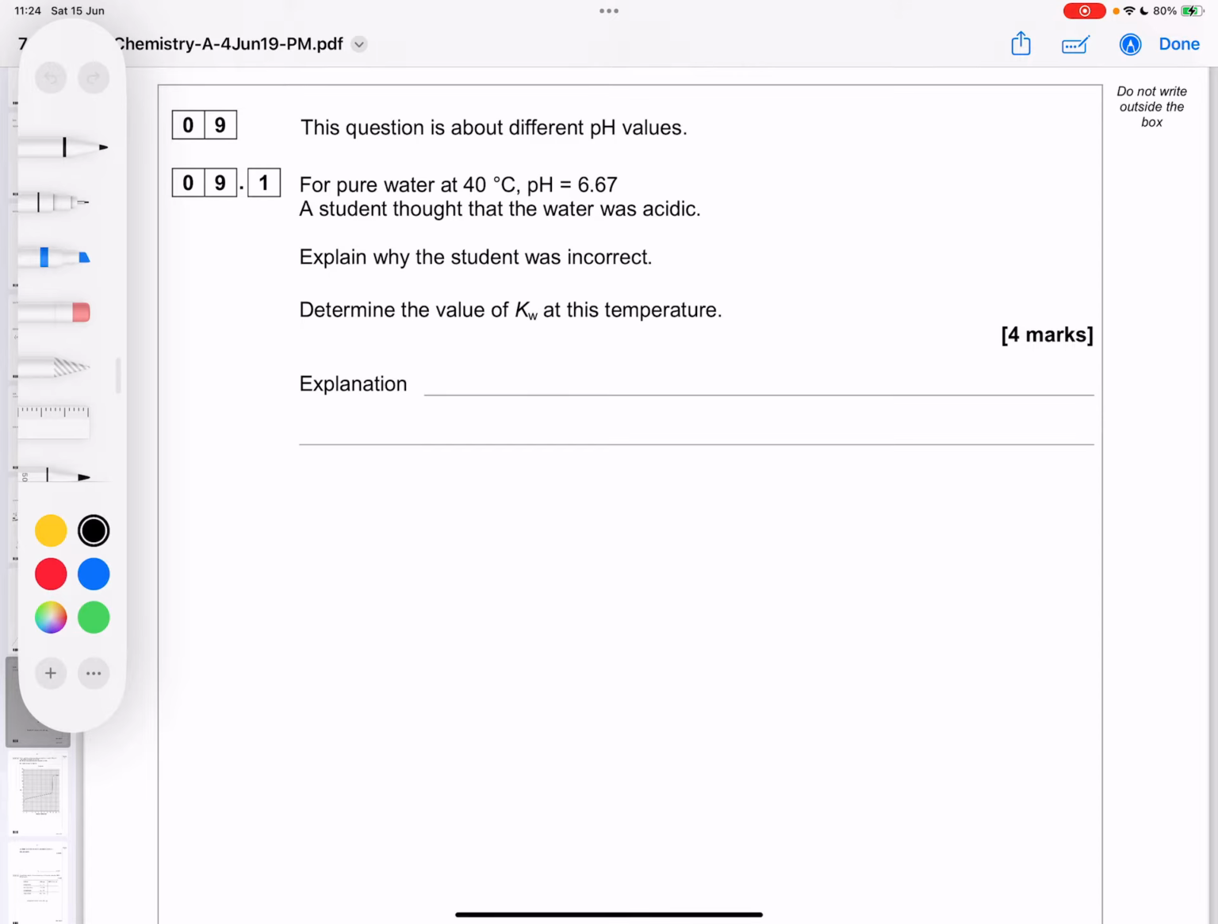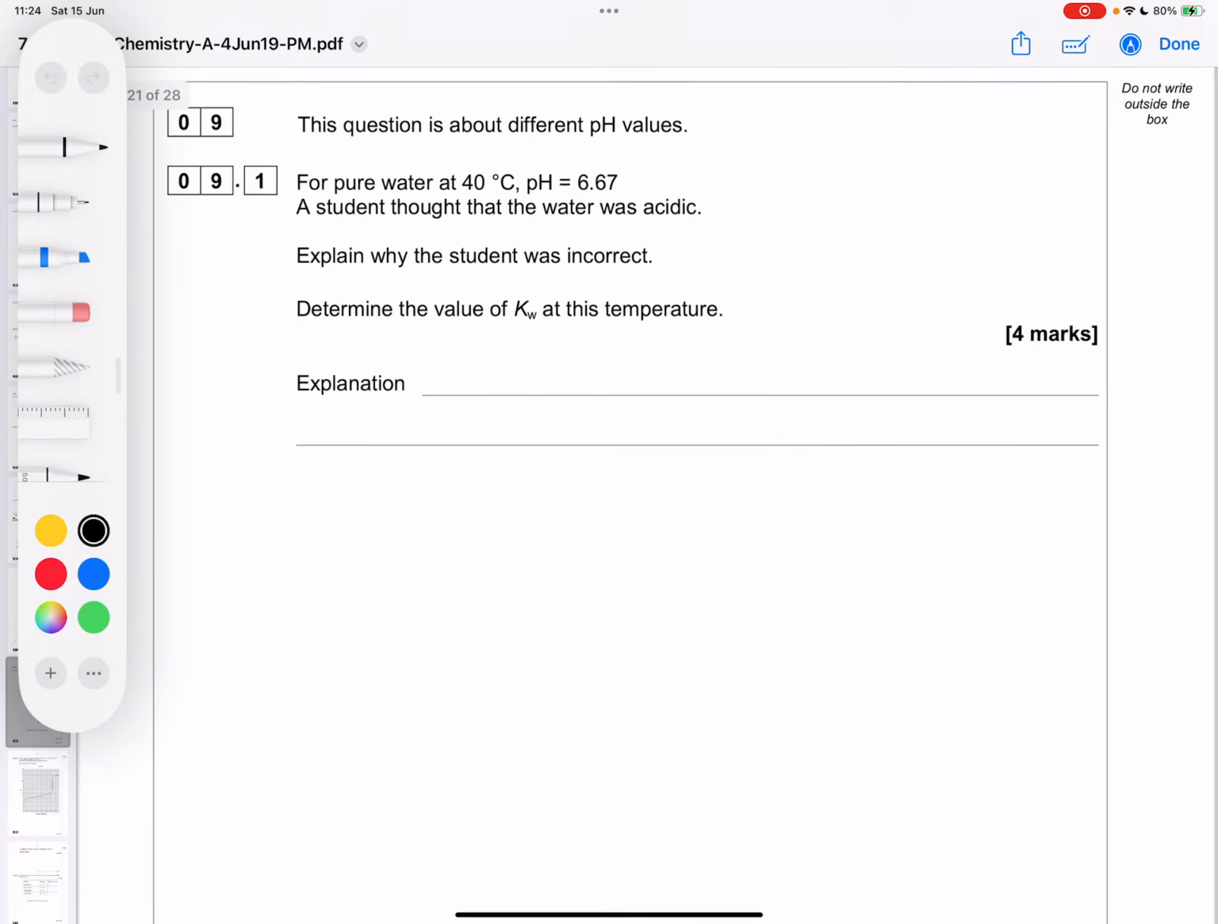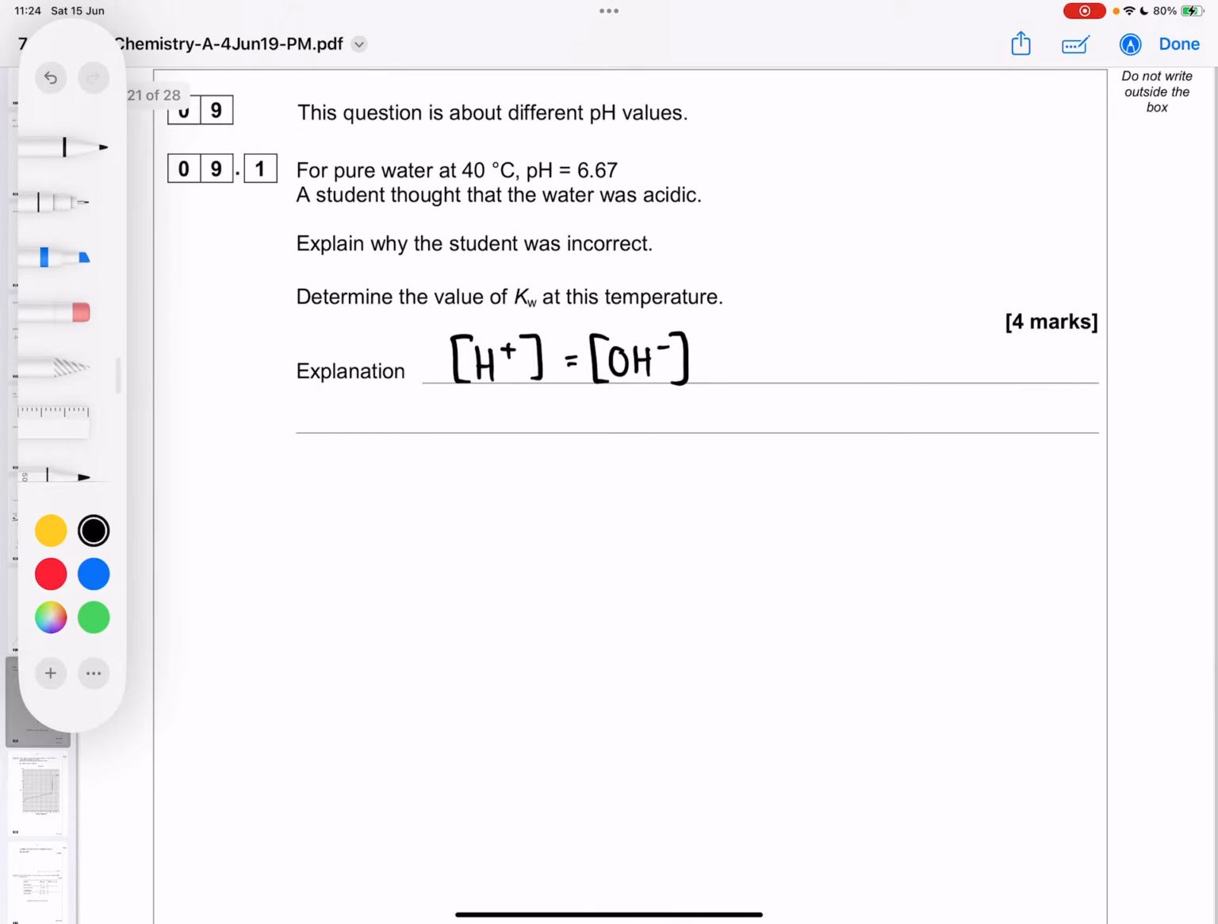Well, the reason that pure water is never acidic is because in pure water, the hydrogen ion concentration is always equal to the hydroxide ion concentration, and therefore there is not a greater concentration of hydrogen ions, which is what makes something acidic. Then it says find the value of Kw.